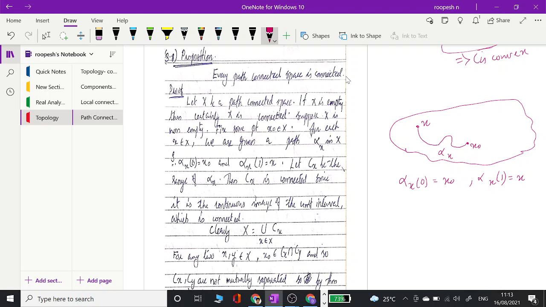Now Cx denotes the range of alpha x. Alpha is defined from the closed interval [0, 1] to our space X, so this is the range. Now, is the range of alpha connected? Yes, of course, it should be connected. Why? Because it is the continuous image of the closed interval [0, 1], and the closed interval [0, 1] is connected. A continuous image of a connected set is connected. So Cx is connected.